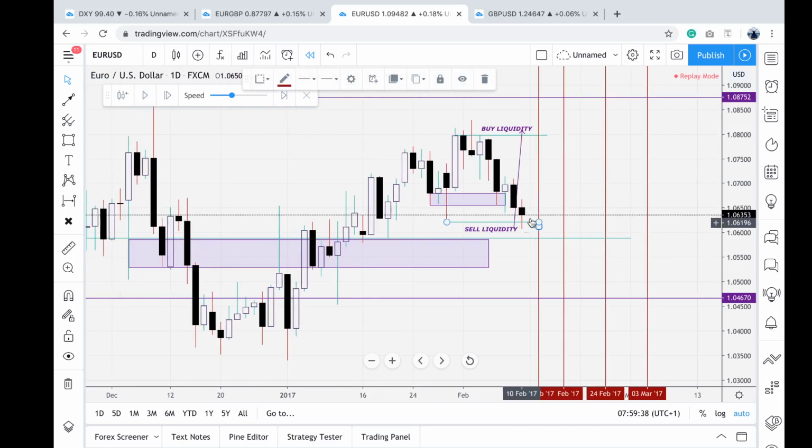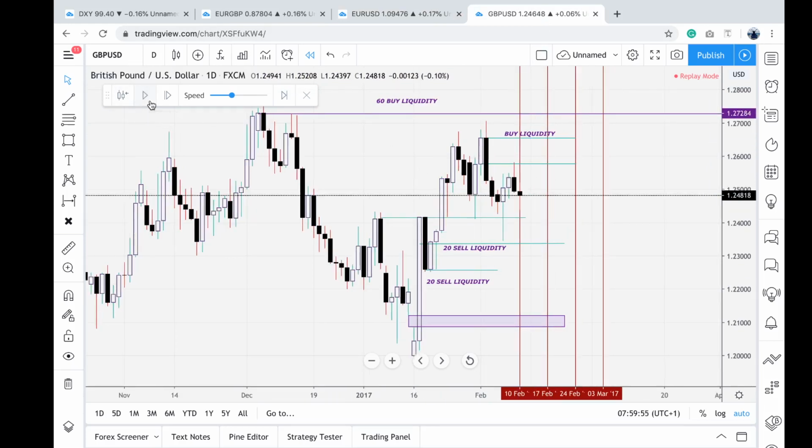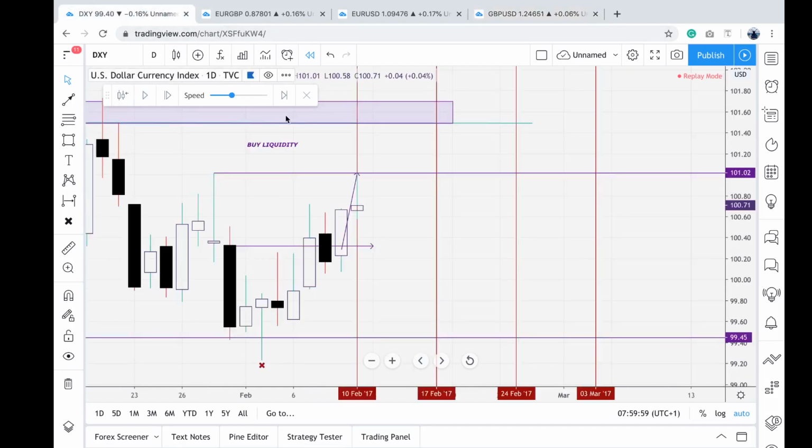All right, so price taps our sell liquidity perfectly. Analysis was on point on Euro Dollar. British Pound Dollar, no real change. Not trading this. Let's see what this actually does. Yeah, more bearishness. All right, so now we're going into the second week of February.